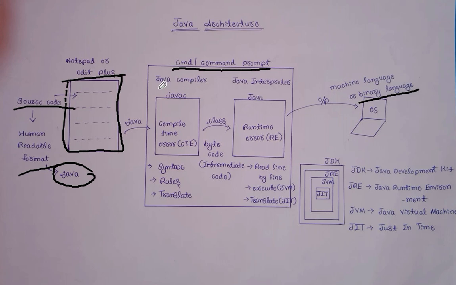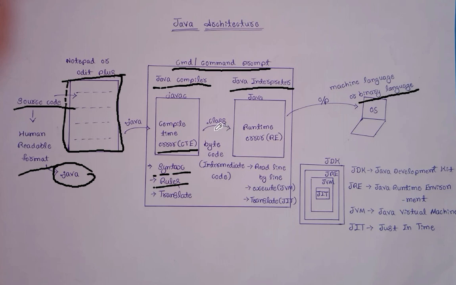Command prompt will perform two operations. One is compilation, that is done by the compiler, and another one is interpretation, that is done by the interpreter. As we give .java file as an input to the compiler, it will check for the syntax, then it will check for the rules. If everything is okay, then it will translate .java file into .class file. If any violations occur during the compilation, then it will throw compile time error.